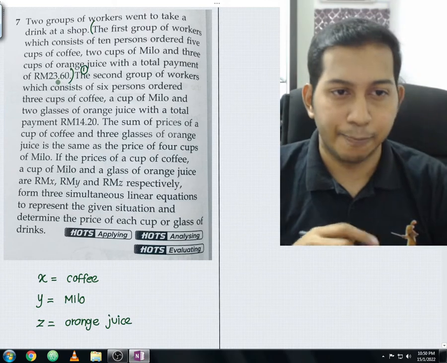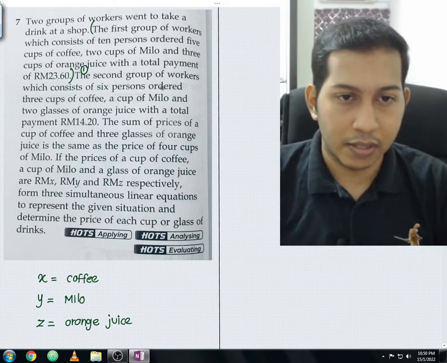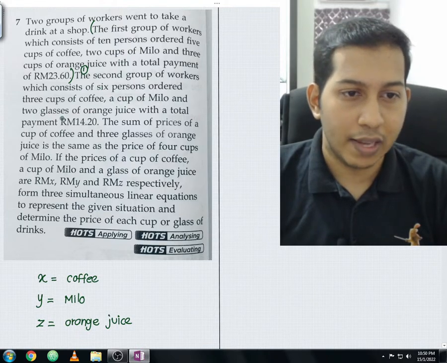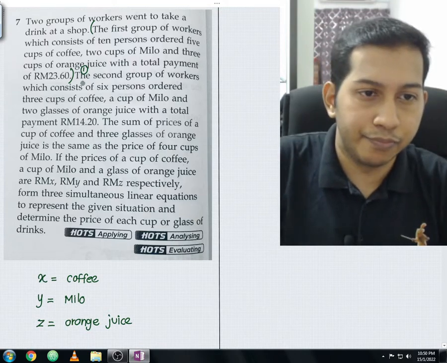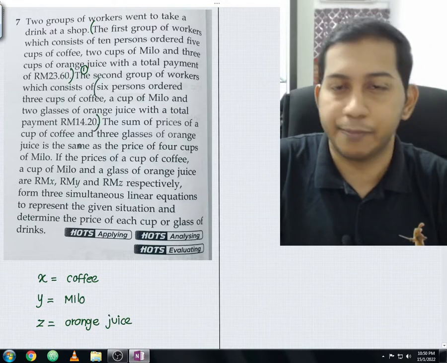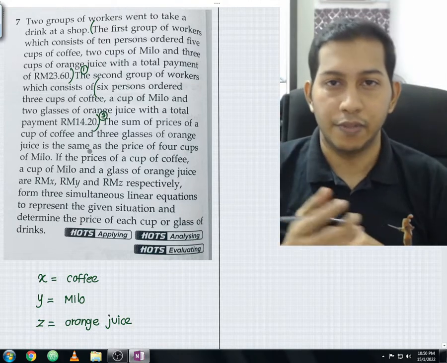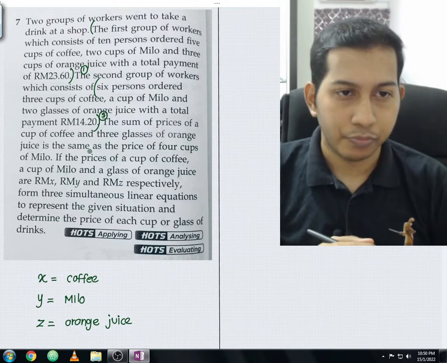Next, the second group of workers, which consists of 6 persons, ordered 3 cups of coffee, a cup of Milo and 2 glasses of orange juice with a total payment of 14 ringgit 20 cent. You can start to highlight from 6 persons until 14 ringgit 20 cent. So this will be your second information, which will lead us to the second equation, of course.